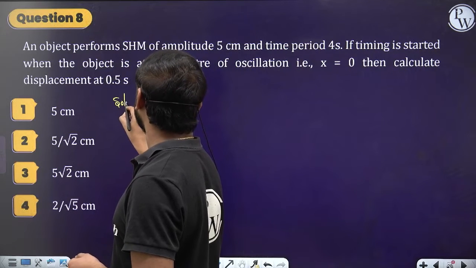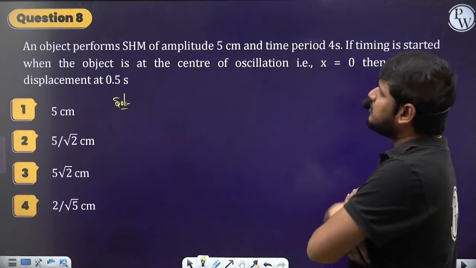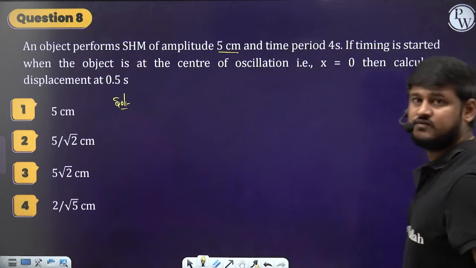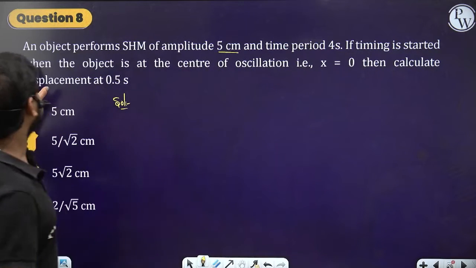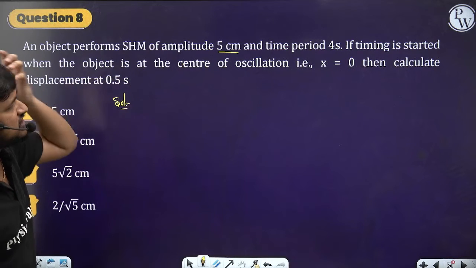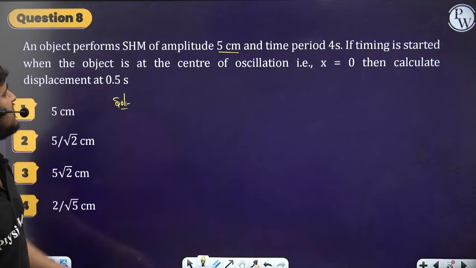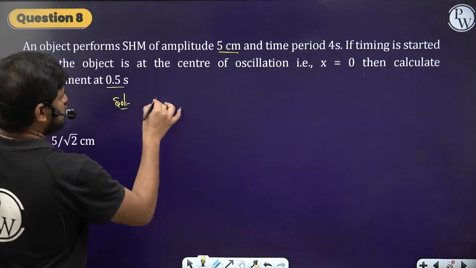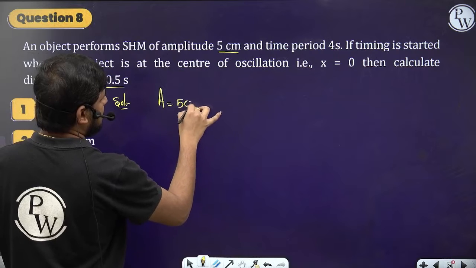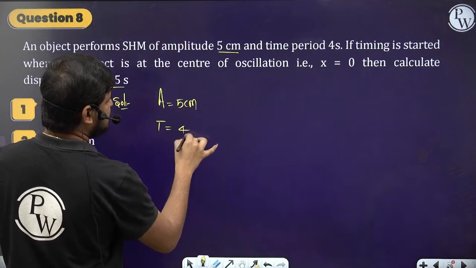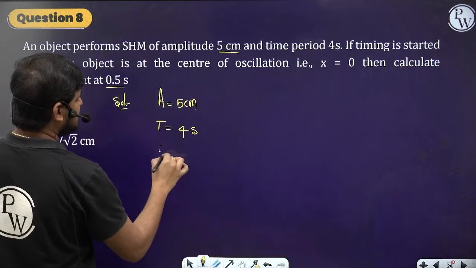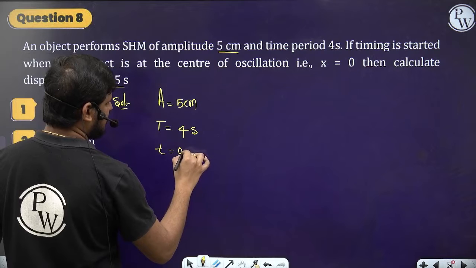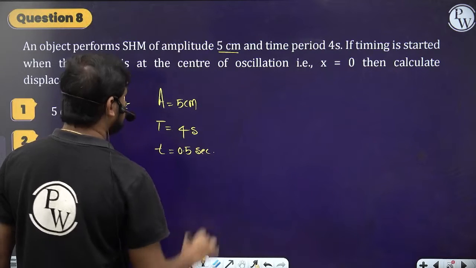What does the question say here? An object performs S.H.M of amplitude 5 centimeters and time period 4 seconds. If timing is started when the object is at the center of the oscillation, that is x equals 0, then calculate the displacement at t equals 0.5 seconds. Write the given information. The amplitude is 5 centimeters. The time period is 4 seconds. And we have to calculate the displacement at 0.5 seconds, or you can write 1 by 2.